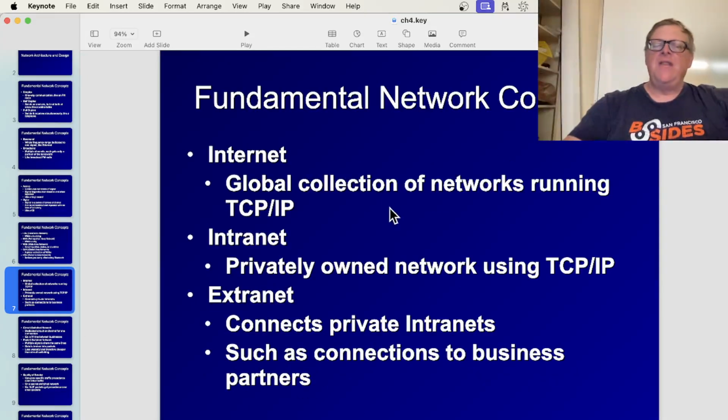So the internet is the global collection of all the networks running TCP/IP, which is the protocol they almost all use. Intranet is a privately owned network, and an extranet connects private intranets, so you may have a connection to a business partner, so you can ship things to them through a private network not exposed to the public internet.